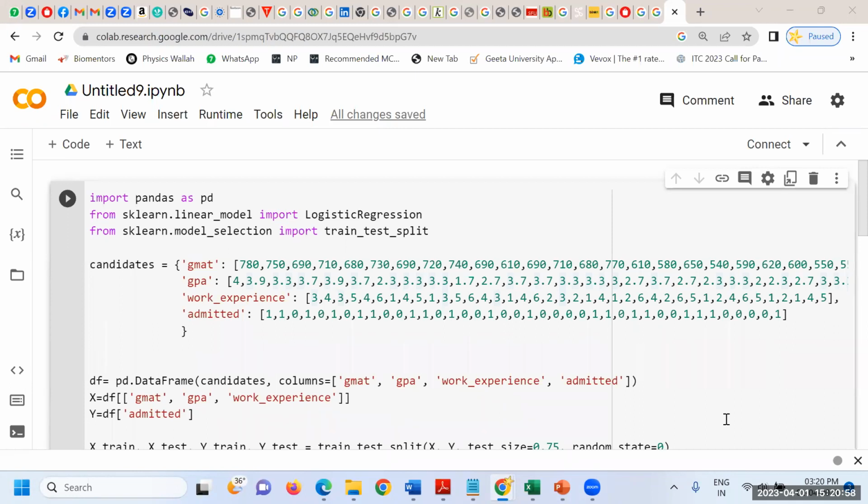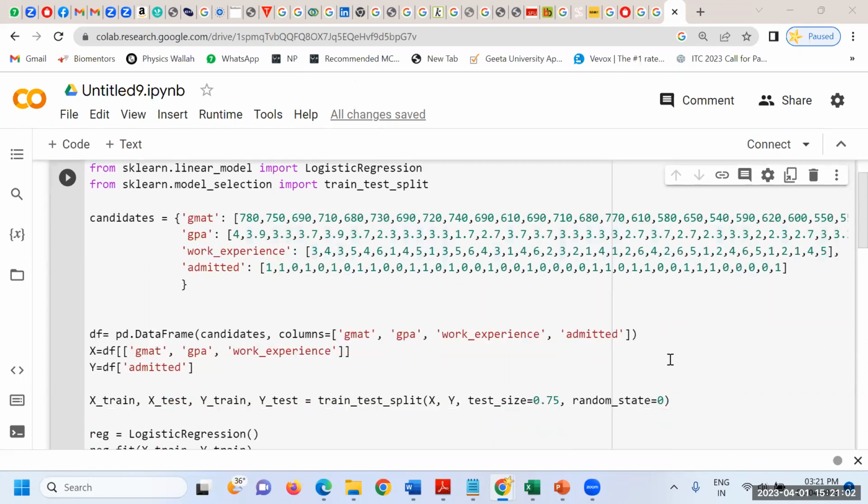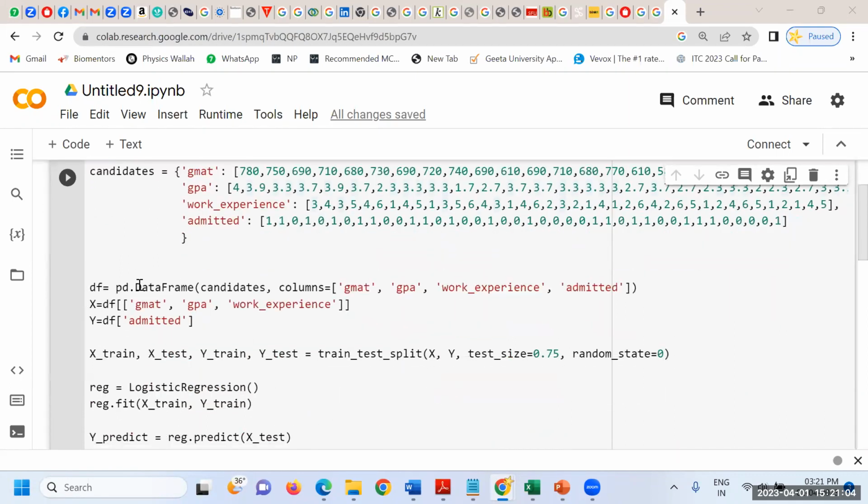Okay, no problem. So assuming up to here everything is fine. Now coming back to your data frame. So why we are taking this data frame? Because we are framing all this. That is on the very top, GMAT will be there. GMAT is score. On the very top, GPA column will be there.